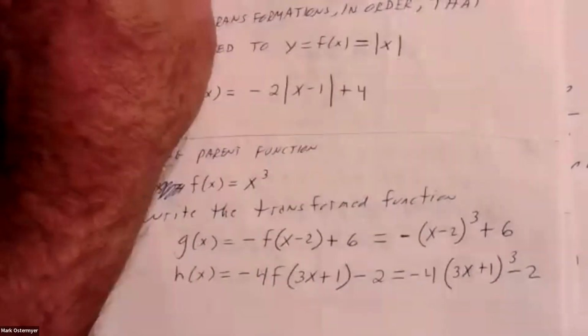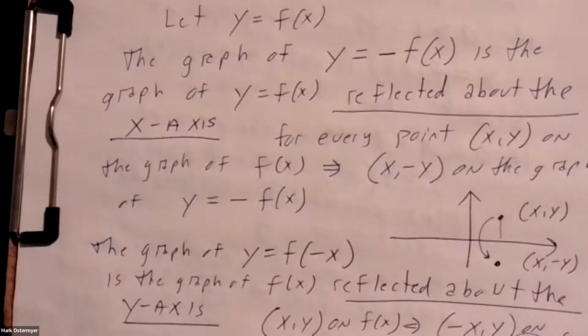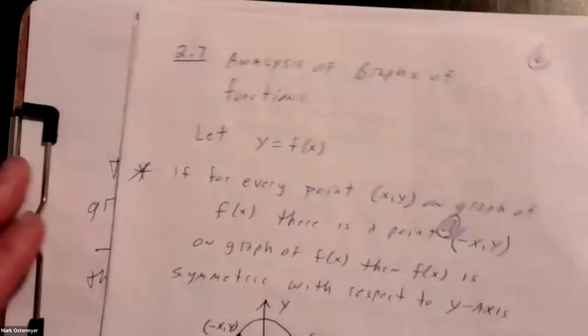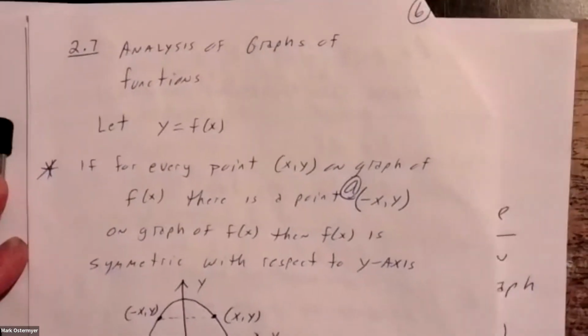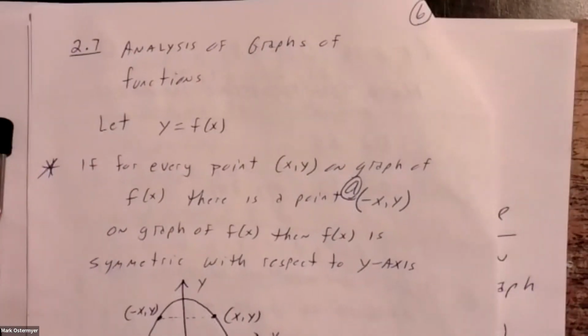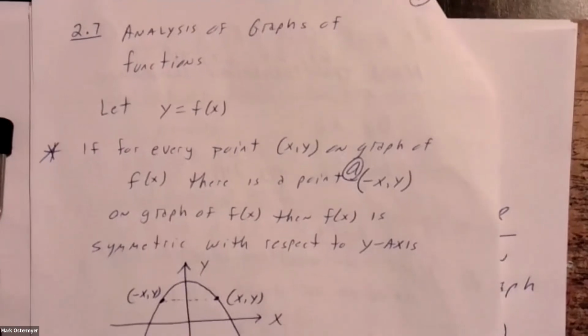All right, so let's close the door on section 2.6. Now, ladies and gentlemen, we're going to open up section 2.7. It is entitled The Analysis of Graphs of Functions. That's the title of section 2.7, the analysis of graphs of functions here.